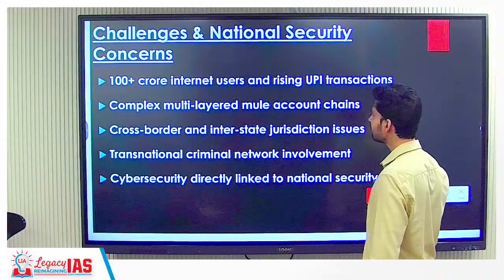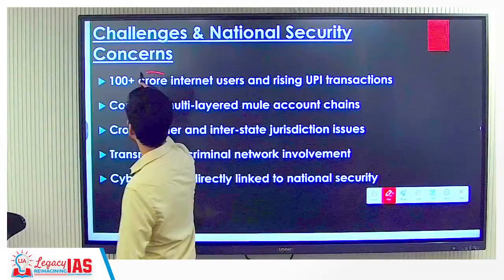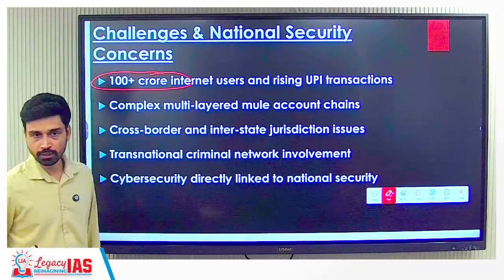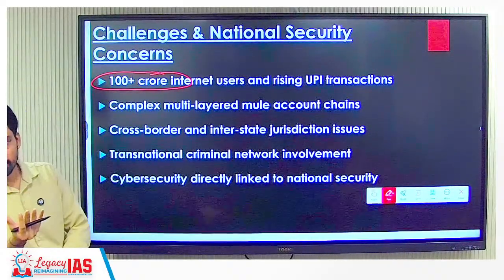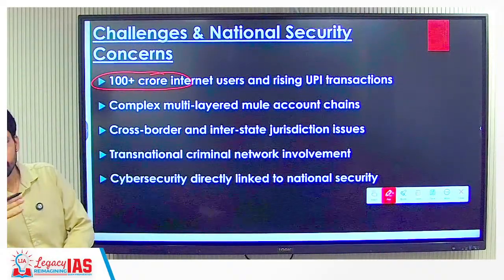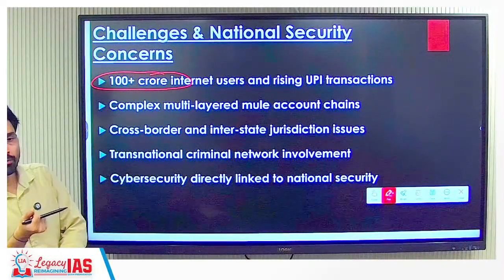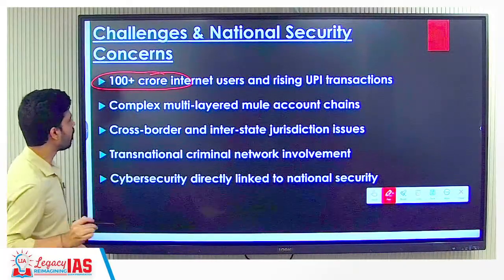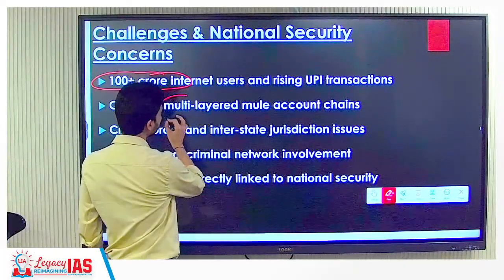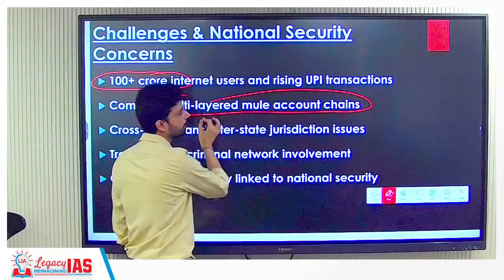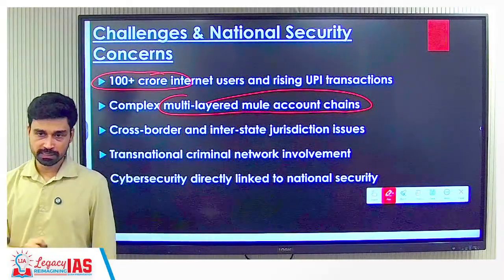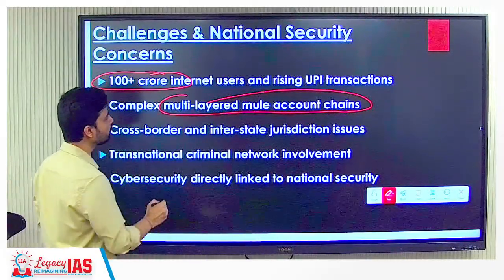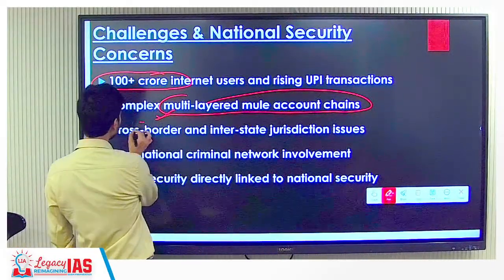Challenges and national security concern. So what is the challenge? We have 100 plus crore internet users and rising UPI transactions. The volume of transactions is so high that you cannot trace each and every transaction. So it is quite possible that some illegal fraud activities are still going on. Complex multi-layered mule account chains: criminals are also adapting and evolving with the way the police have evolved. They are not using simple one or two accounts and all that. They use multi-layered mule accounts. So that also makes it difficult to trace the money.